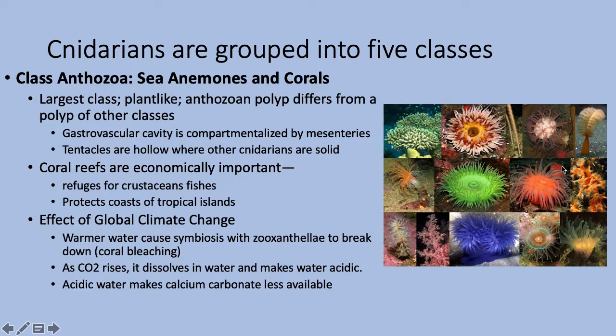Their polyps tend to differ from the polyps of the other classes. Some other differences: their gastrovascular cavity has mesentery, which is a clear tissue on the inside, so we see some compartmentalization going on here. Their tentacles are hollow, whereas with other cnidarians they're solid, filled with mesoglea or other tissues.